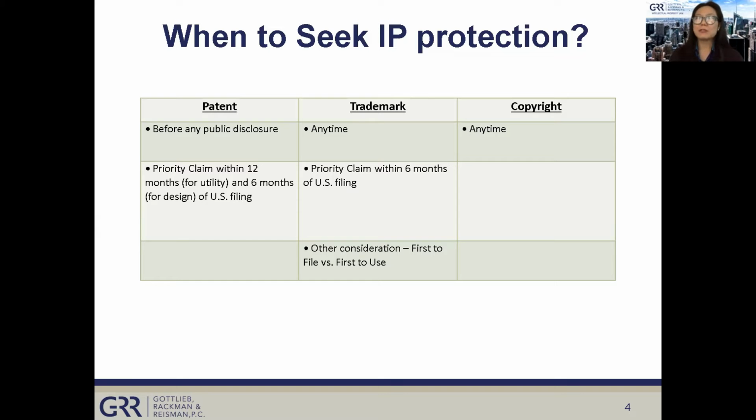In first-to-file countries such as China, the first one who filed a trademark application has priority rights. In comparison, in first-to-use countries such as the United States, the first one who actually used the mark has priority rights. First-to-file countries include China, but also Japan, Mexico, South Korea, many European countries, and many South American countries.